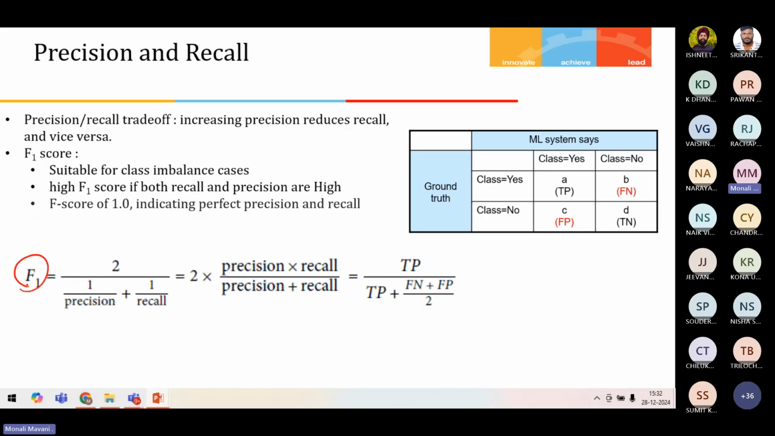Then we have something called the F1 measure, which is the balance of precision and recall. Because if we look for high precision, the recall goes down. If we look for high recall, precision goes down. But I want a balance of precision and recall, so we have another measure called F1 measure, and this is the formula. In different terms, I've written this formula over here. A high F1 measure will be good, especially when we have class imbalance problems. F1 will be high when recall and precision both are high. An F1 score of 1 means there is perfect precision and perfect recall.